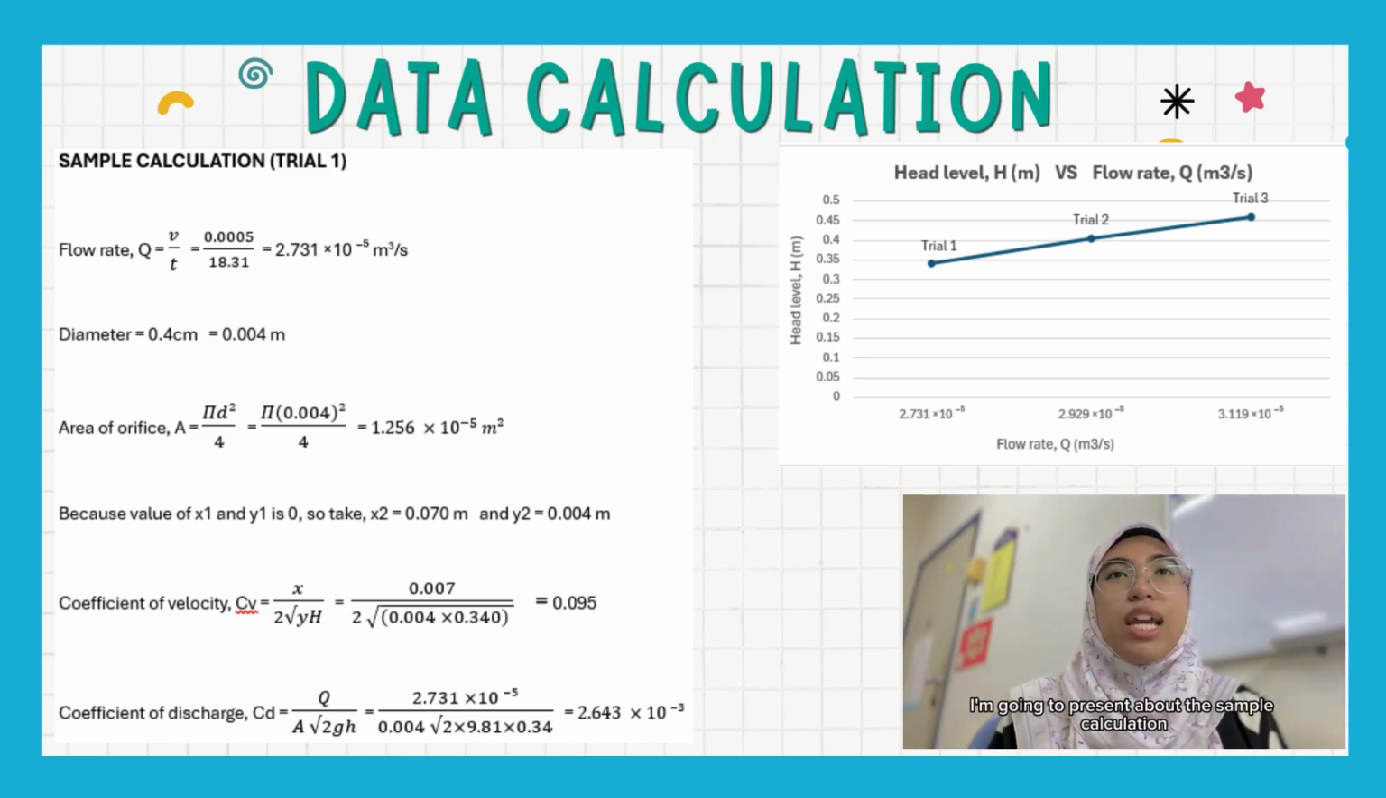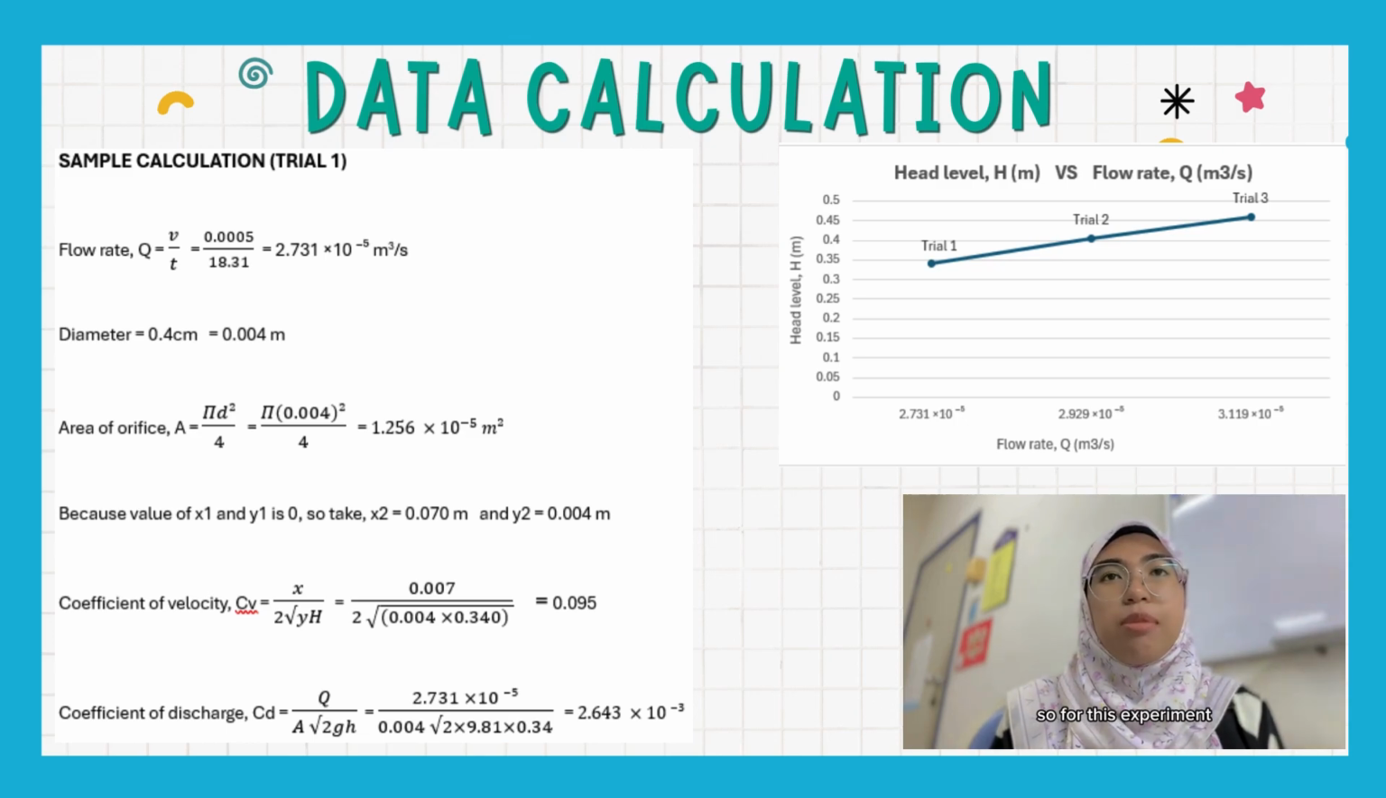2023444472. So today I'm going to present the sample calculation for trial 1. First step, find the value of flow rate Q using the formula CV divided by T, which is 0.005 divided by 18.31. The answer obtained is 2.731 multiplied by 10 to the power of negative 5 meter cube per second.